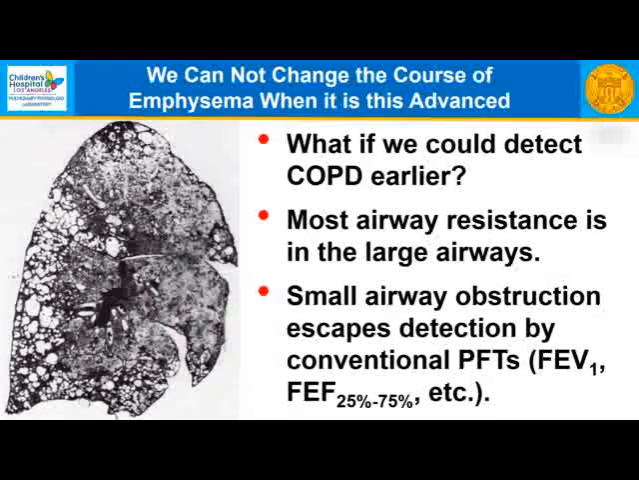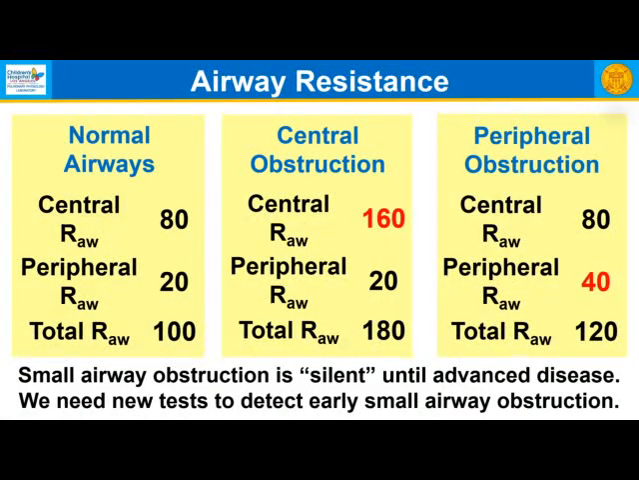Most airway resistance is in large airways, but small airway obstruction escapes detection by conventional pulmonary function tests, like FEV1, FEF25-75, etc. And just to remind you, normally 80% of airway resistance is in the large airways or central airways. If we were to double airway resistance in large airways, we'd make a significant impact on overall airway obstruction, and a patient would know that. On the other hand, if we have only peripheral airway disease, a doubling of peripheral airway resistance is hardly noticeable, and therefore small airway obstruction is silent until there's advanced disease.